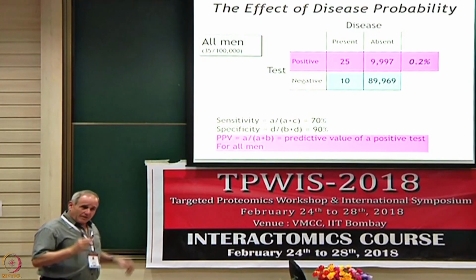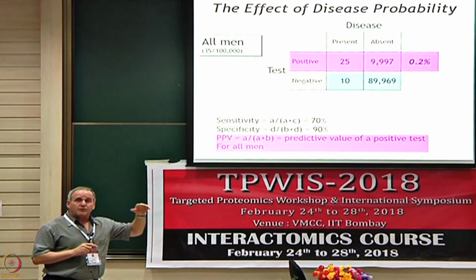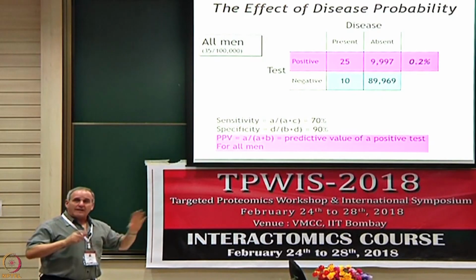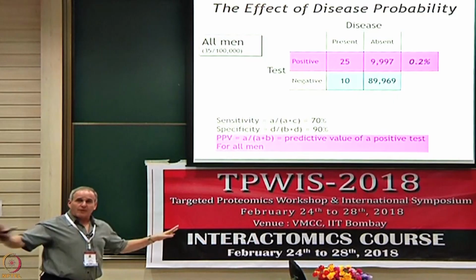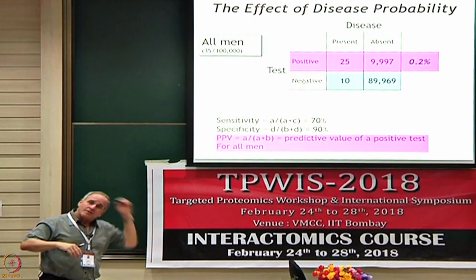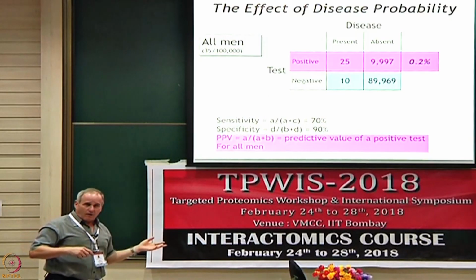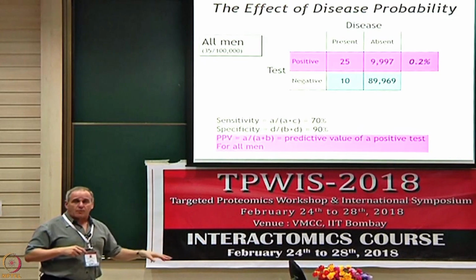So the take-home message here is that depending on the population, the positive predictive value changes dramatically. We didn't change these numbers at all. Those numbers stayed the same throughout the whole discussion. The only thing that we changed was how often the disease occurs. And if the disease is rare, then the predictive value of the test drops quite a bit.